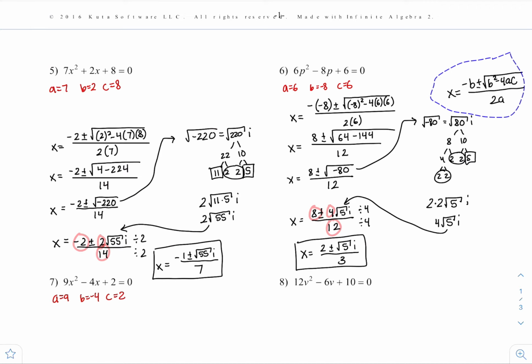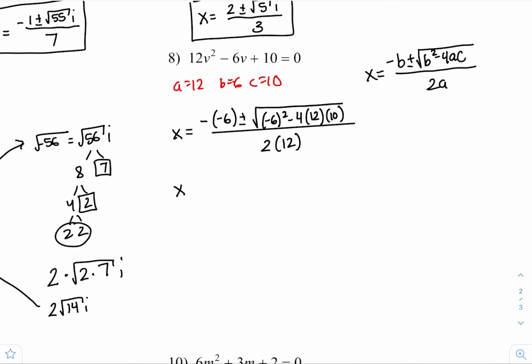Okay, so now we're on number 8. Negative of b, which is -6, plus or minus... 2 times a, which is 2 times 12. So negative of -6 is 6, plus or minus the square root of -6 squared, which is 36, minus 12 times 10 times 4, which is 480, all over 24.